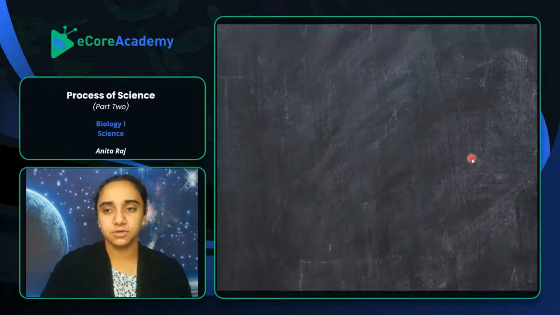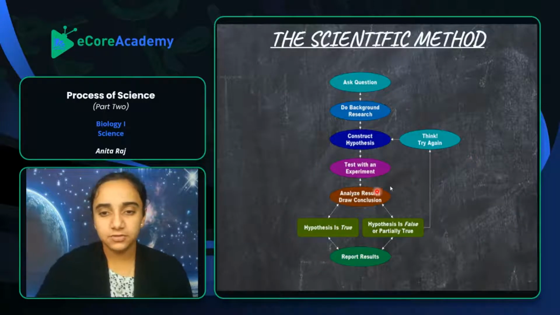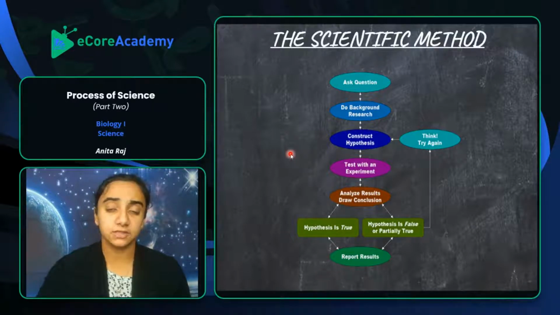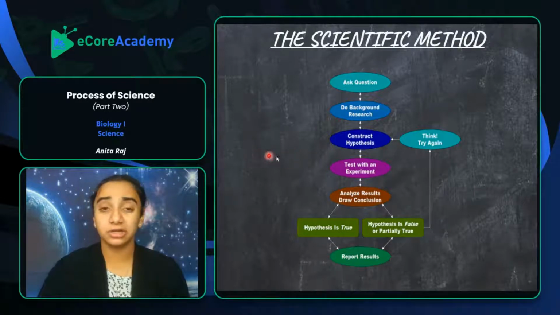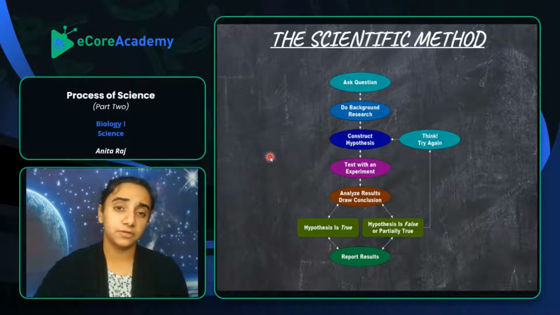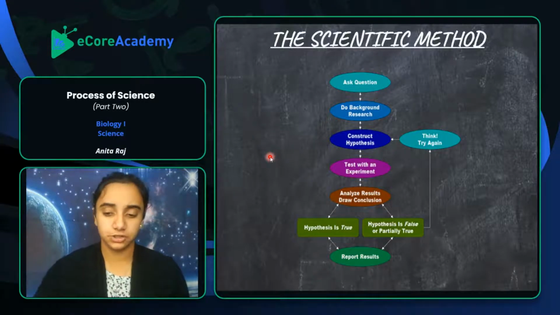So I'm going to go back to the last slide real fast. If you see this purple oval, test with an experiment, that's what we're going to be focusing on in this video, because that is a very big component. Your experiment and how you execute it are going to influence what results you get, and then whether you can determine if your hypothesis is true or false in your conclusion. So that's a very important component.